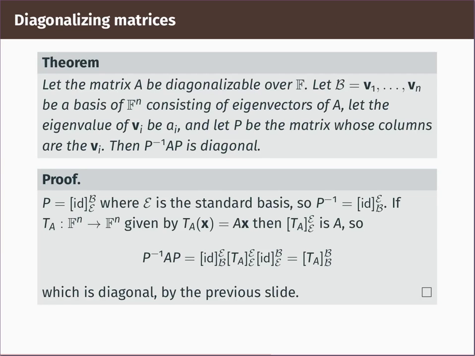Okay, let's look at some examples. Actually, we'll do something else first. So we're going to do a result about diagonalizing matrices. So here we go. We take a matrix A, which is diagonalizable over a field F. So here, as usual, when I write F, I'm just referring either to the real numbers or the complex numbers. So let's say we take the matrix A and that this is diagonalizable over F.